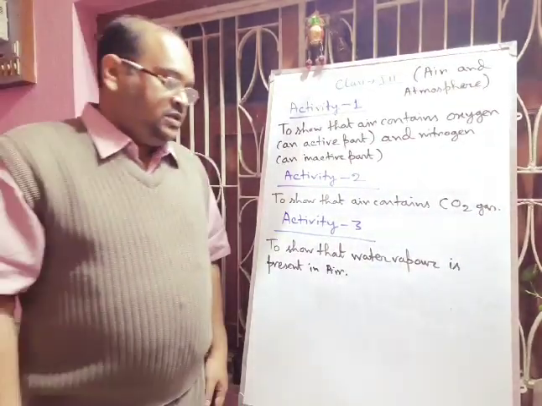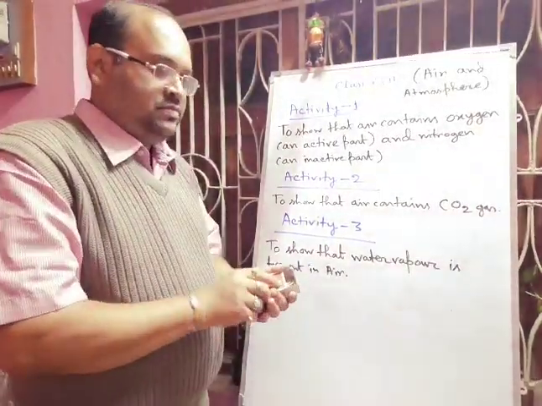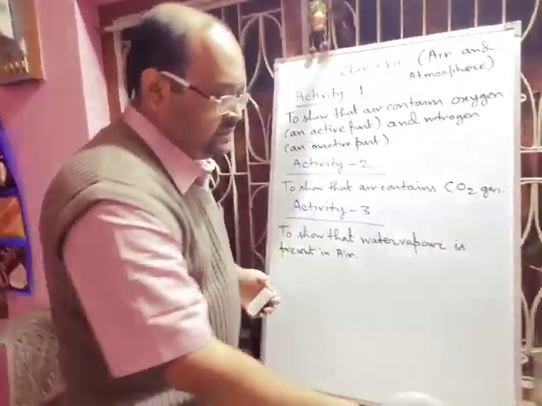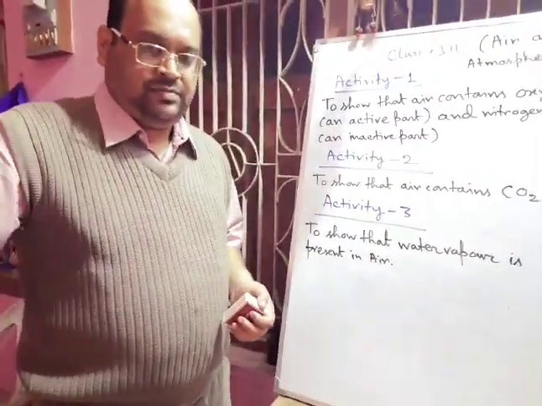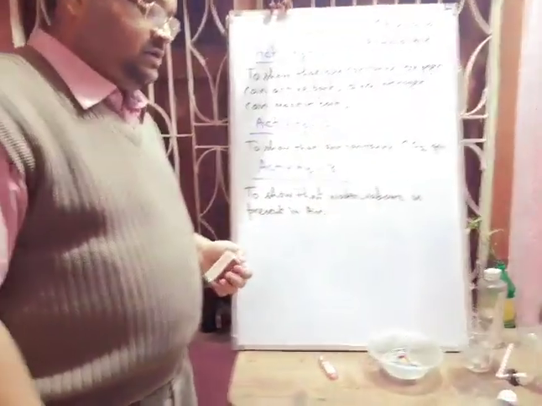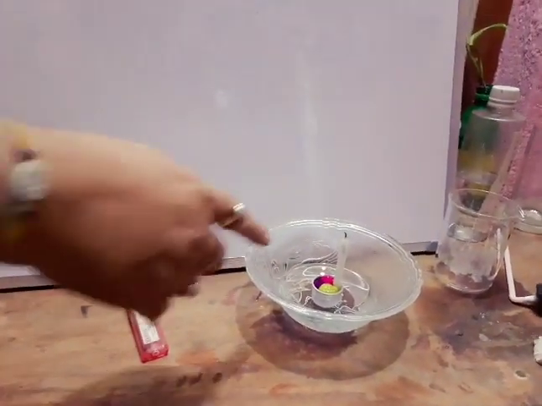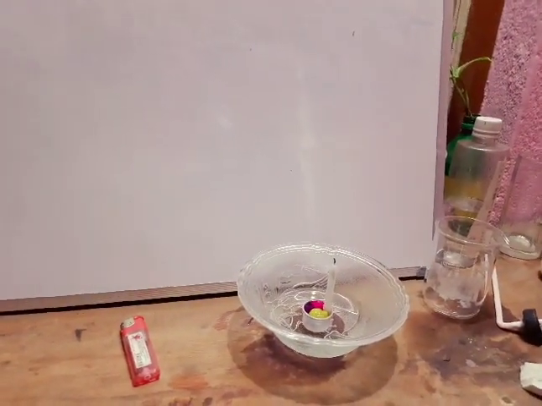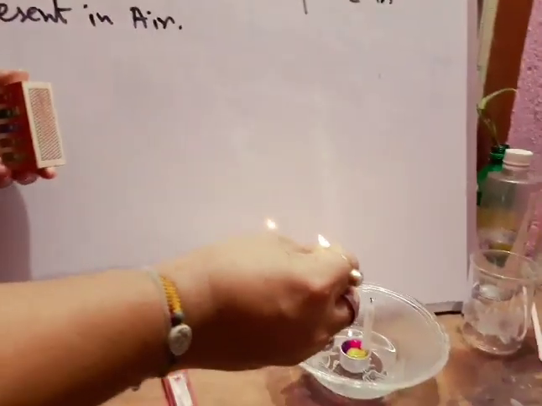So first I have to take some container. This is a glass container containing some water. Here inside some water is there, and one candle is there. I have fitted one candle at the middle. First we will light this candle.